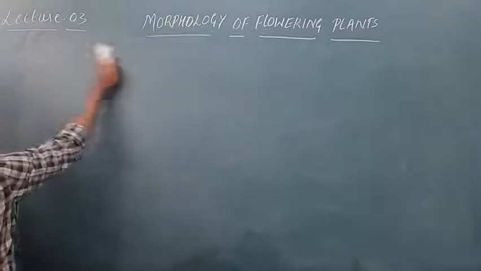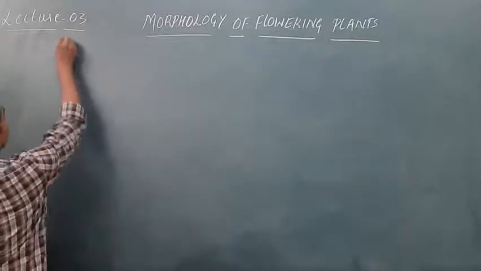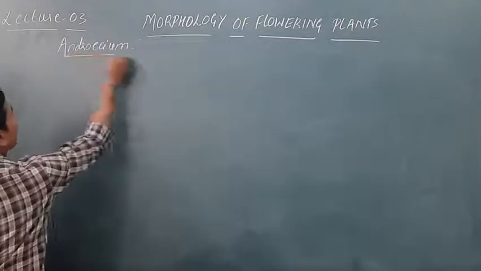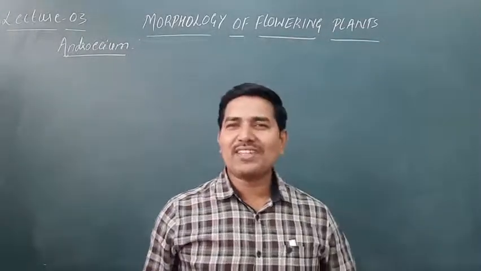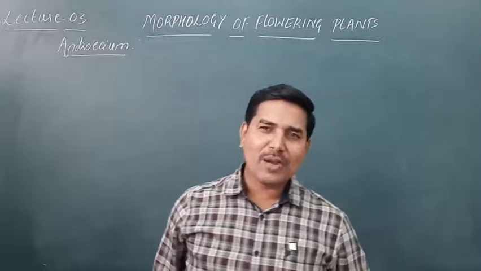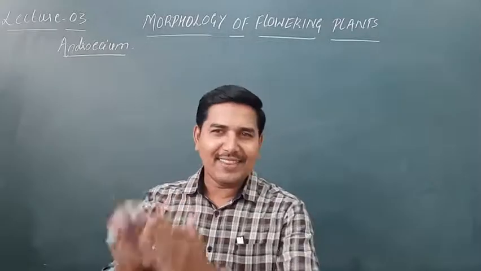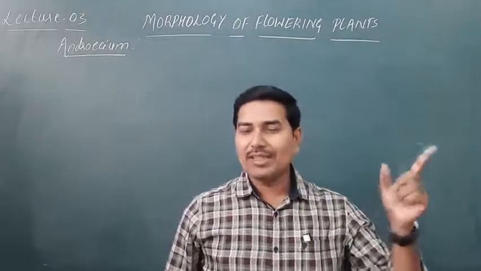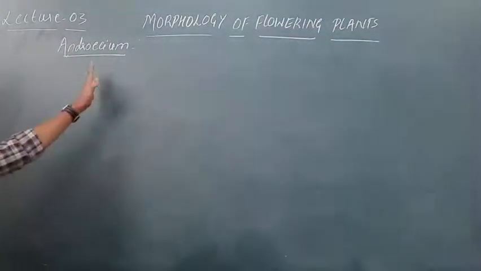Okay, the next part that we are going to discuss after the part of the aestivation is regarding the androecium. Let us come to the part of the androecium. Androecium is nothing but the male part of the flower that is represented by stamens, and this stamen is made up of 2 parts, the filament and the anther. Okay, so the units of this androecium we call them as stamens.